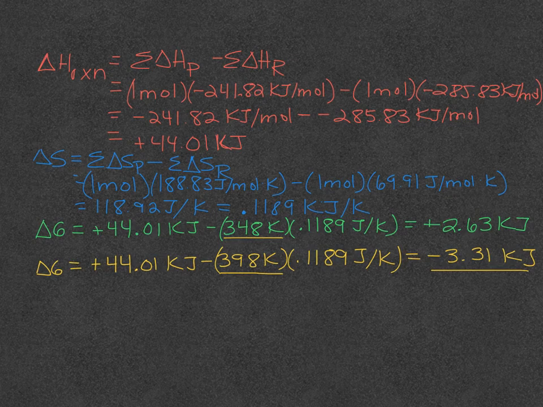And had we actually calculated delta G at 100 degrees Celsius, delta G would have a value of 0, showing that it would be at equilibrium because that's where the phase change will occur.